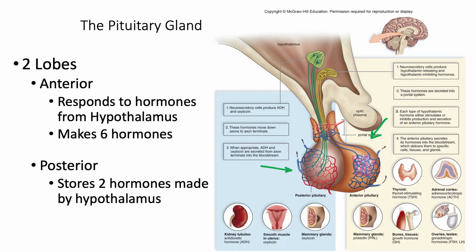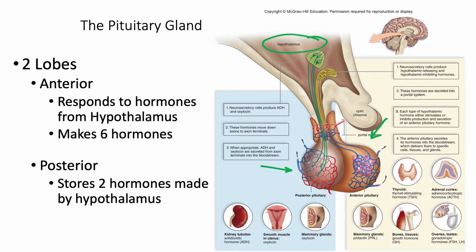So the anterior lobe responds to hormones that come from the hypothalamus. Remember, the hypothalamus is up here in the bird beak, and the little seed that hangs down is the pituitary gland. So hormones that are made in the hypothalamus will go through this blood supply and stimulate the cells of the anterior pituitary. Depending on which hormones are made by the hypothalamus, the anterior pituitary will respond with one of 6 different hormones that it makes and secretes.